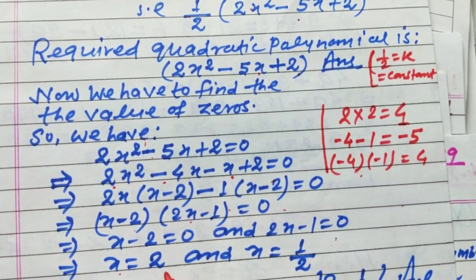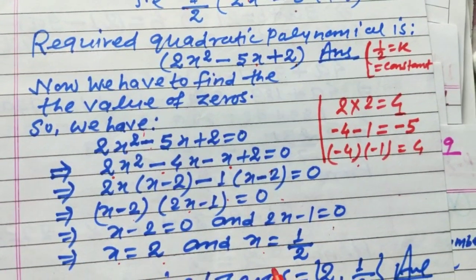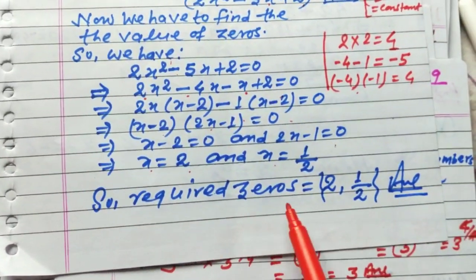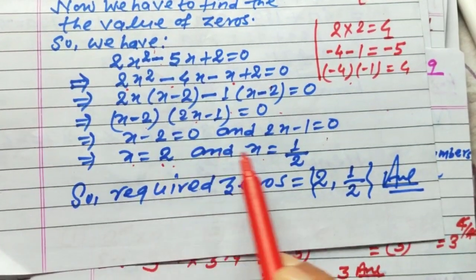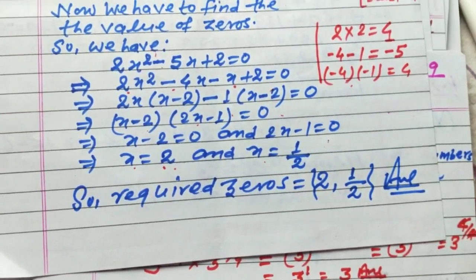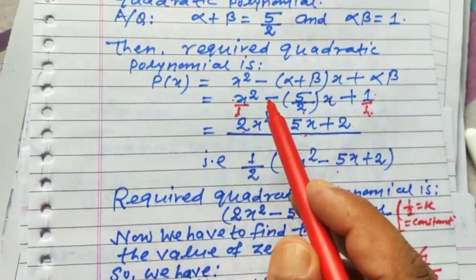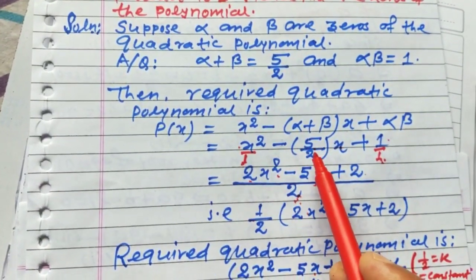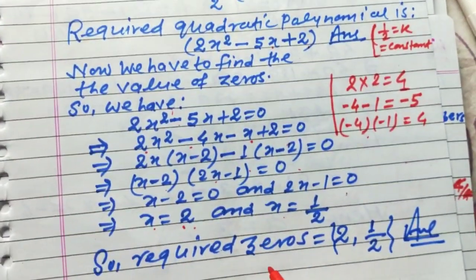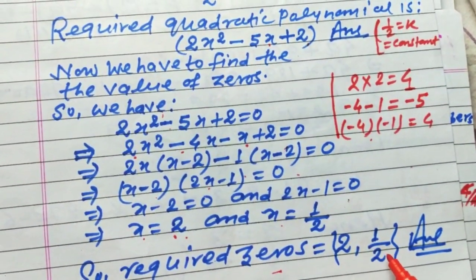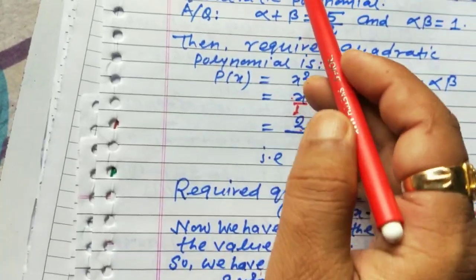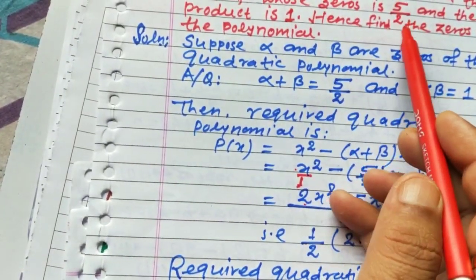So x will be equal to 2 and x will be equal to 1 by 2. So required zeros will be 2 and 1 by 2. This is your final answer. So we have found out the quadratic polynomial, and then we have found its zeros, and the zeros are 2 and 1 by 2, as it is given that the sum of zeros is 5 by 2.